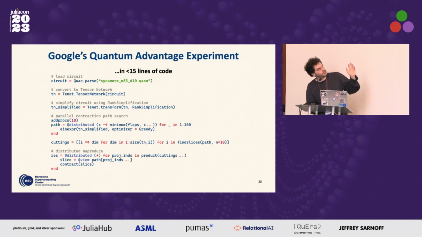So, for example, this is the Google Quantum Advantage experiment in less than 15 lines of code, thanks to our care in these kinds of things. For example, you can distributively search for the contraction path and also contract the different slices distributively by just adding a couple of lines.